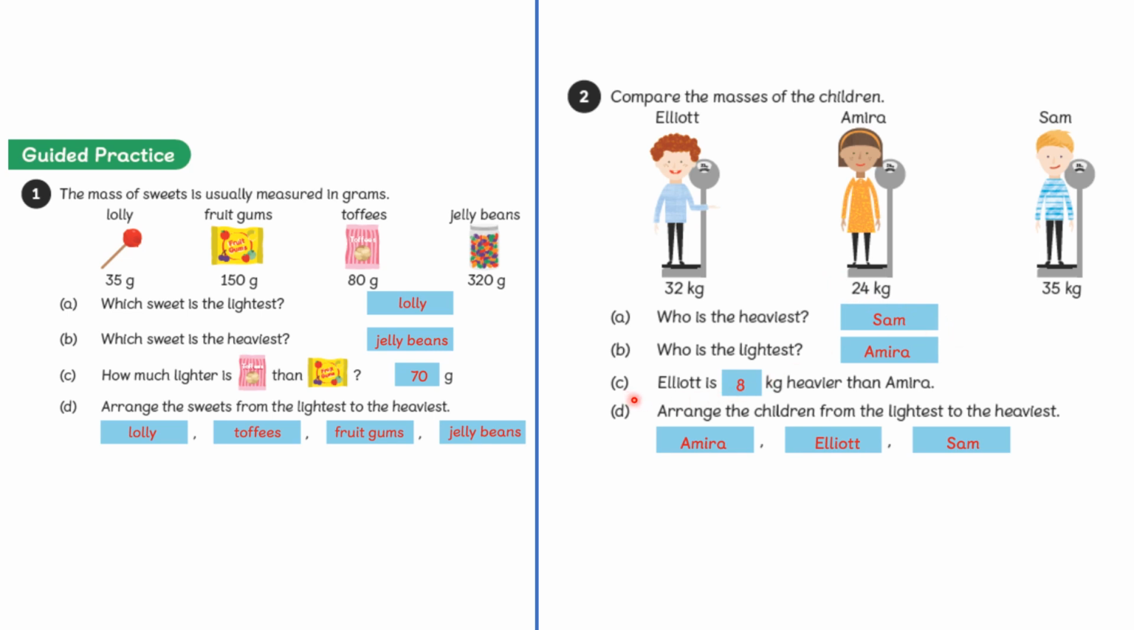Question C, Elliot is, we should have 8 kilograms heavier than Amira, because 32 is 8 more than 24. And again, you could have found it by counting on or by subtracting. And that last question, arrange the children from the lightest to the heaviest. We should have Amira, then Elliot, then Sam. Again, a really big well done, Year 2.